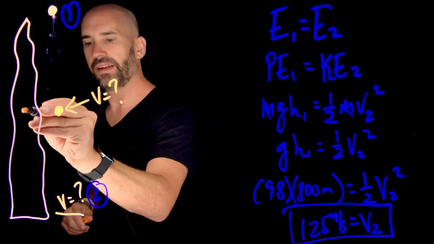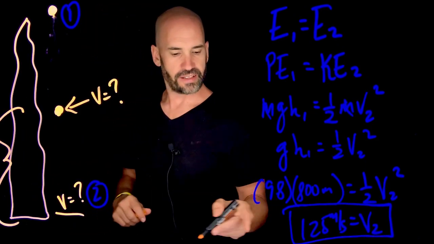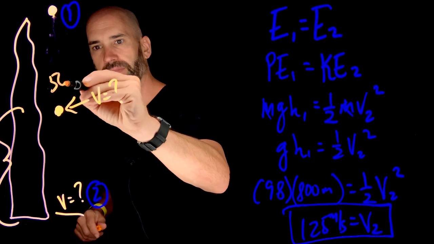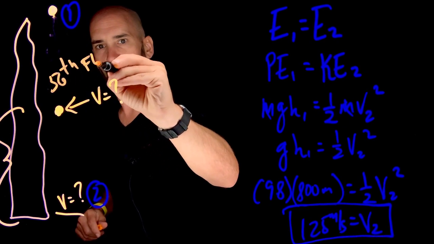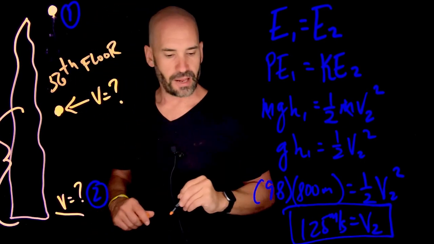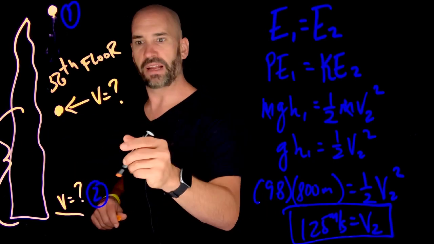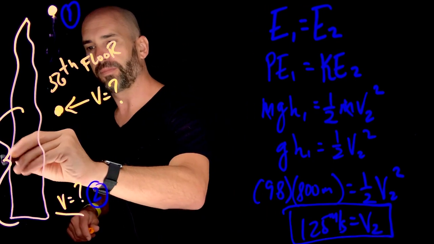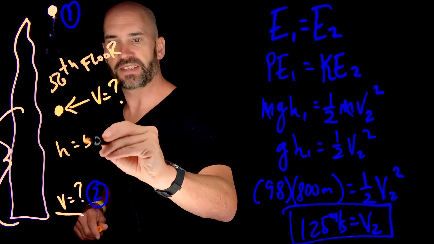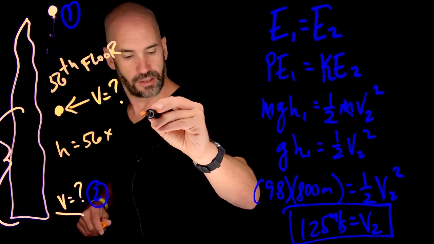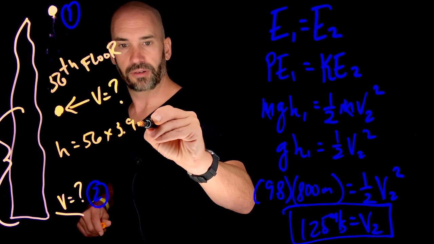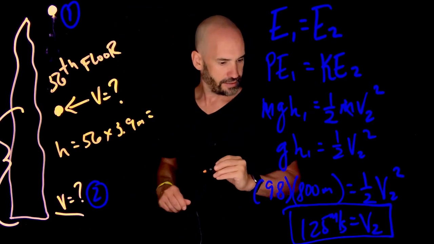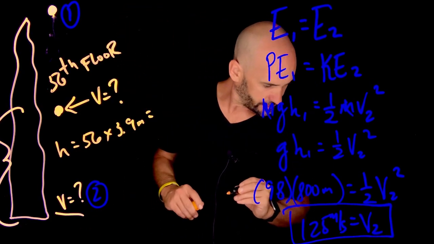Okay? And we know that this is the 56th floor of this really, really tall building. Okay? And we know that each floor is 3.9 meters. So we can find this height here, right? This height should just be 56 floors times 3.9 meters per floor. Okay? Now, what do I get when I do that?